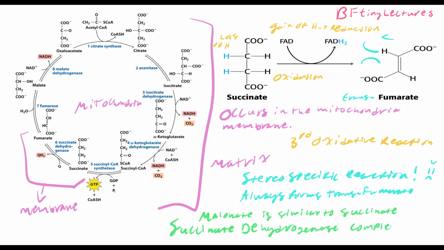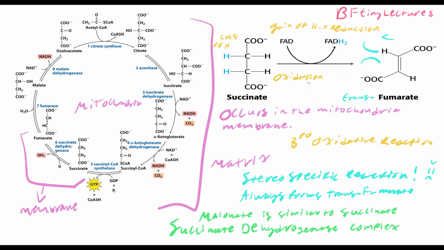Complex. So again, a complex is just a family of enzymes that allows us to convert one molecule into the other. So it looks like a very simple step, but there's a whole family of enzymes that help facilitate this reaction. Now, malonate has a very similar structure to succinate, and so it's going to be acting as a competitive inhibitor to the enzyme, right? So it's going to fit into the succinate dehydrogenase complex enzyme, and it's going to inhibit the production of trans fumarate.